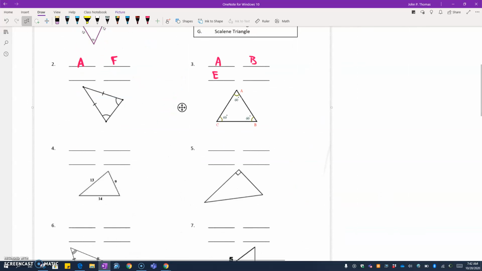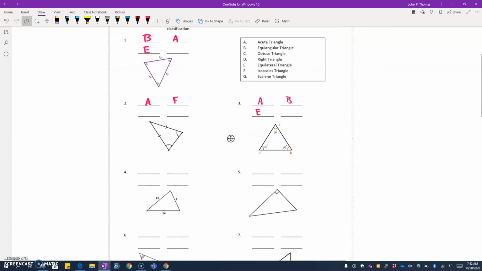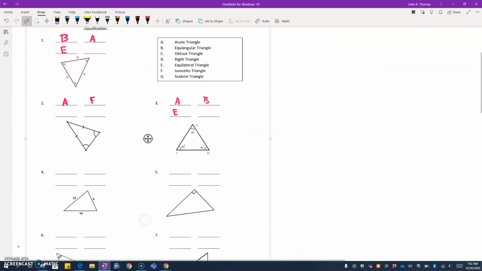All right, if we push down to number 4 here, we have acute angles, so that's going to be A. All right, it is not equiangular because all the sides aren't the same, so we know all the angles can't be the same. It is not obtuse. None of those angles look bigger than 90. None of those angles look right, so it's not right. It's not equilateral. It's not isosceles, but it is scalene, which is G.